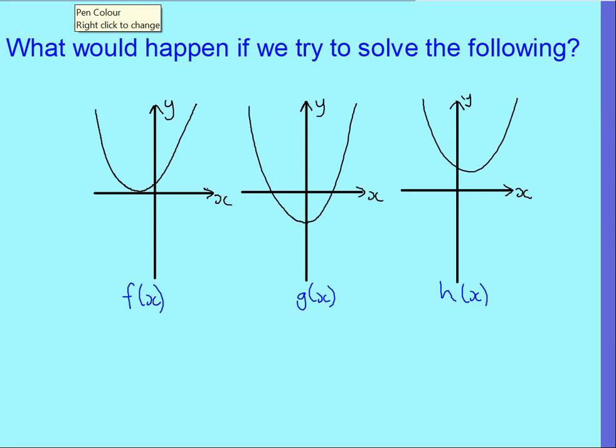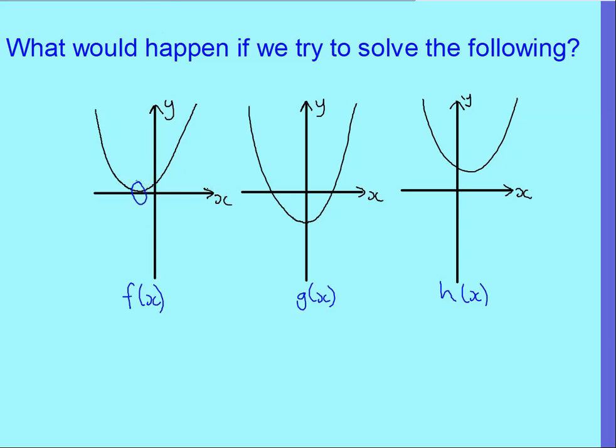Hi there guys, and we're going to have a quick look today at what we call the discriminant. Now, you've got three pictures in front of you with a simple question. What would happen if we tried to solve these following functions? So what I mean by that is we have our quadratic, we set it equal to 0 because that's where y is equal to 0.